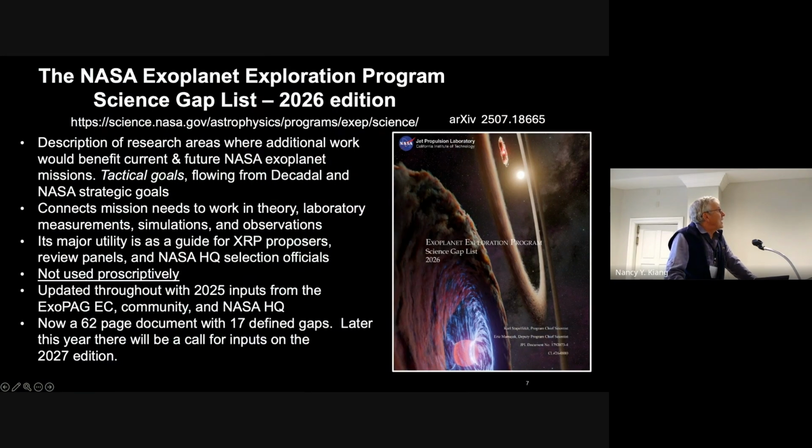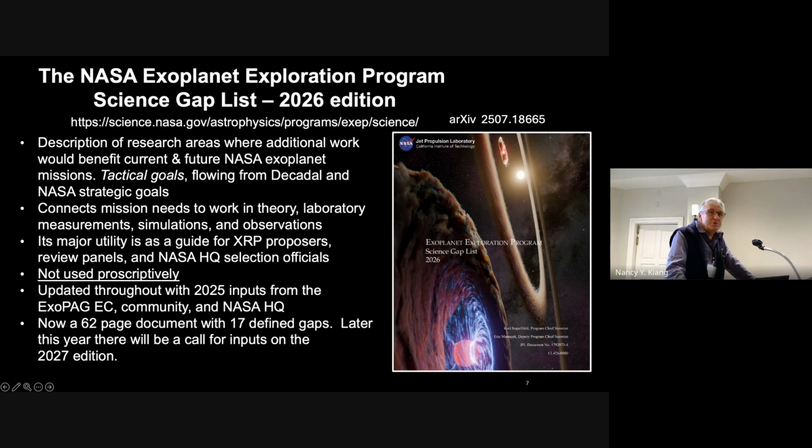So now I'm going to jump from the DARES activity to something that we do in the exoplanet program. I like it to be a template for what DARES does and maybe what this group does. And this is the idea of tracking science gaps, areas where if the community worked in these areas, it would advance the future NASA missions and current NASA missions, the scientific return from them. And so this is meant to cover the whole area of theory, lab measurements, simulations, and observations.